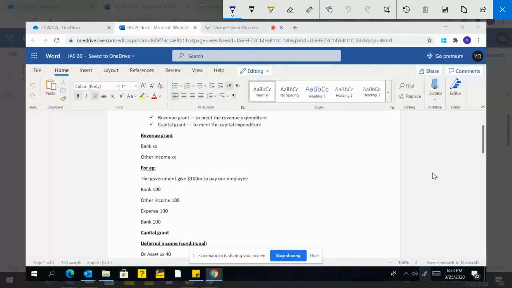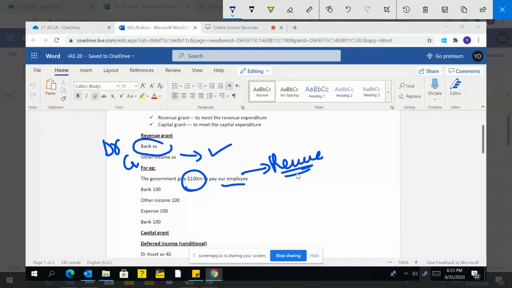The treatment is that cash is coming in, so our asset is increasing, so cash is debit, and other income is credit. The other income is your grant, which I am recording as other income. Like the government gives us $100 million to pay our employees. Employee cost is your revenue expenditure, not your capital expenditure.